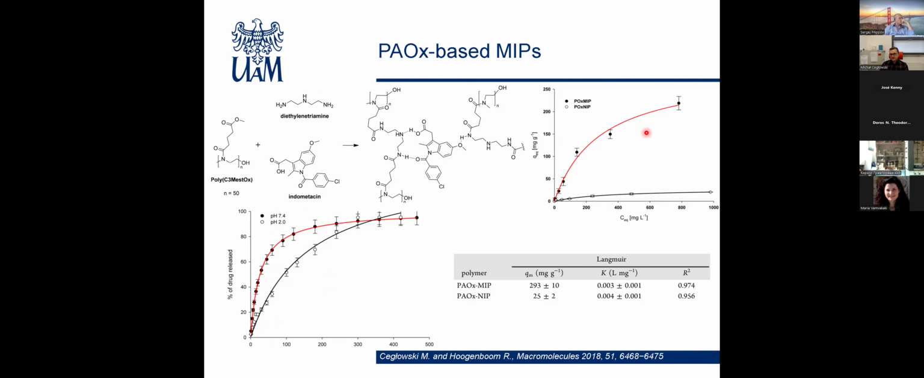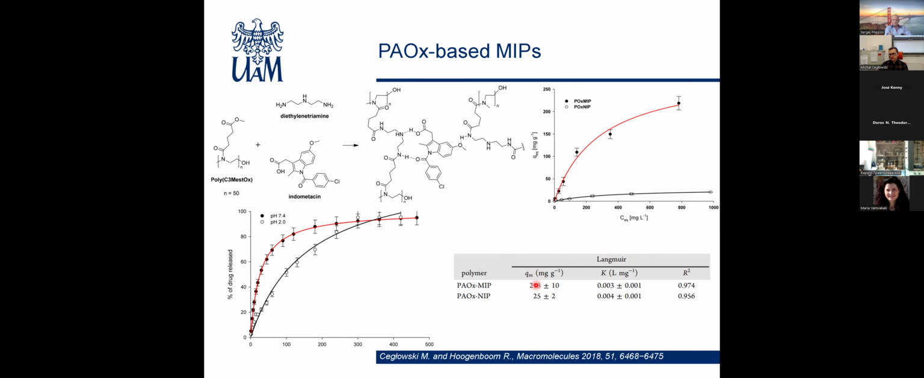Nevertheless, we investigated the adsorption capacities of the materials, and we saw a huge difference between the adsorption of NIPs, the non-imprinted polymers, non-imprinted polyoxazolines, and the MIPs, the imprinted ones. And actually the difference was huge. It was almost 12 times higher, the adsorption capacity of the MIP compared to the non-imprinted polymer using the Langmuir model. Usually for methacrylate, acrylate systems it's between 3 to 6. So 12 times higher is a huge difference.